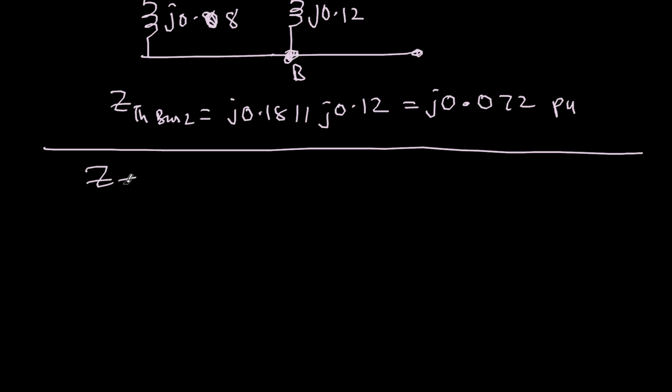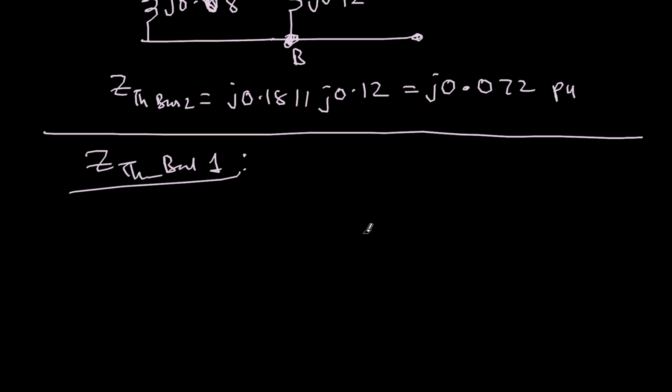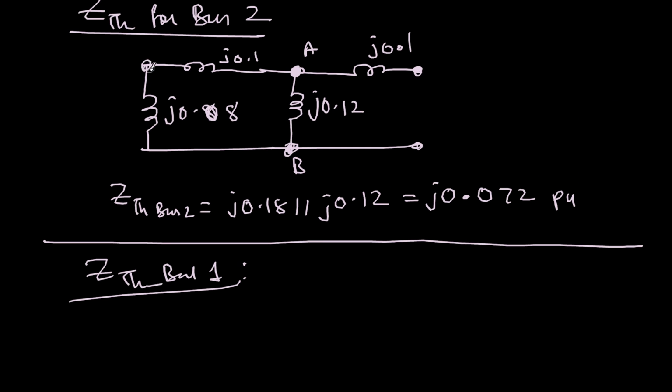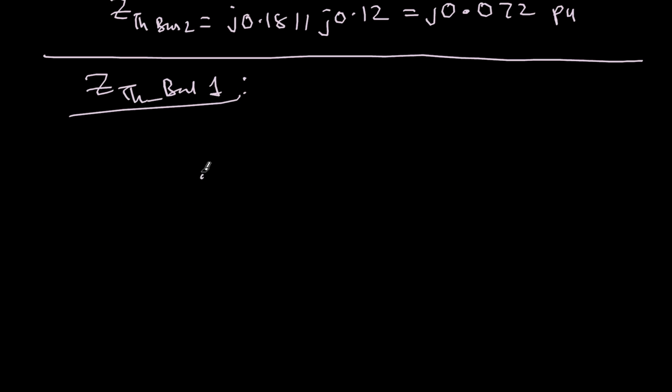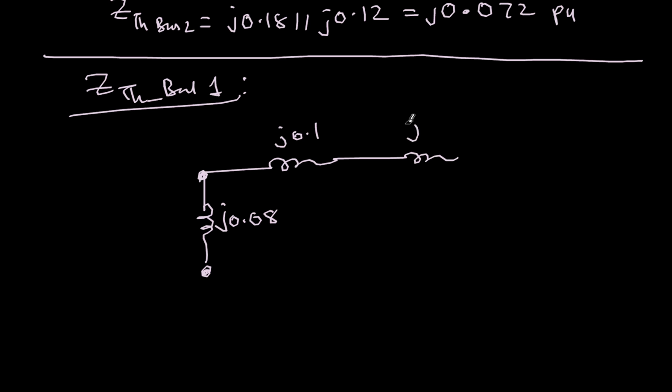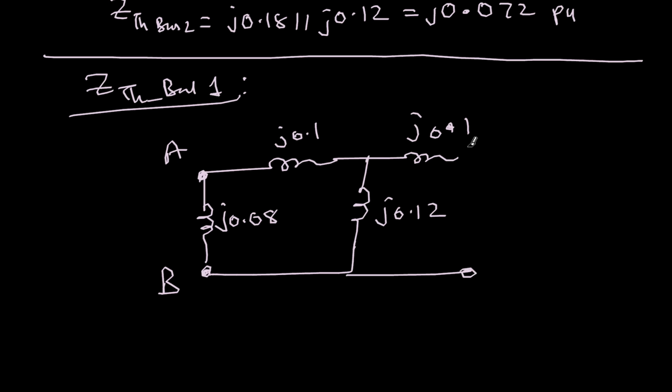So let's find out the Thevenin's impedance at bus 1. How to find Thevenin's impedance at bus 1? This is bus 1. I take this point and this point, A and B: j0.08, then j0.1, then j0.12. This side is anyway no load, so it is open. Since this branch is open, it can simply be ignored.